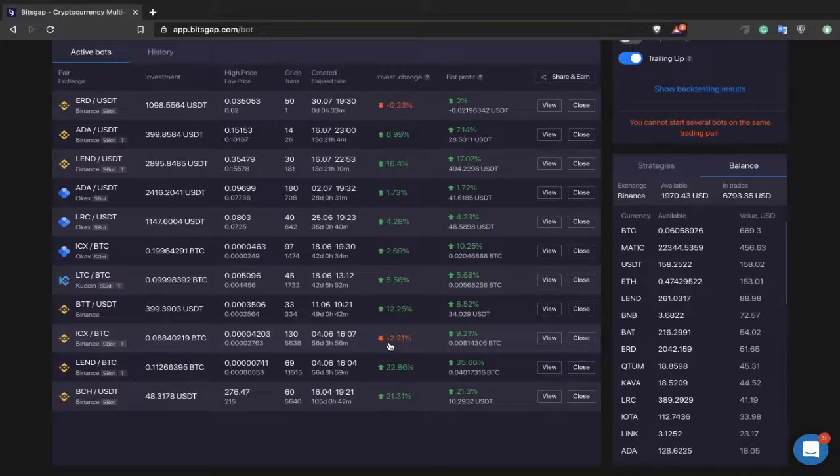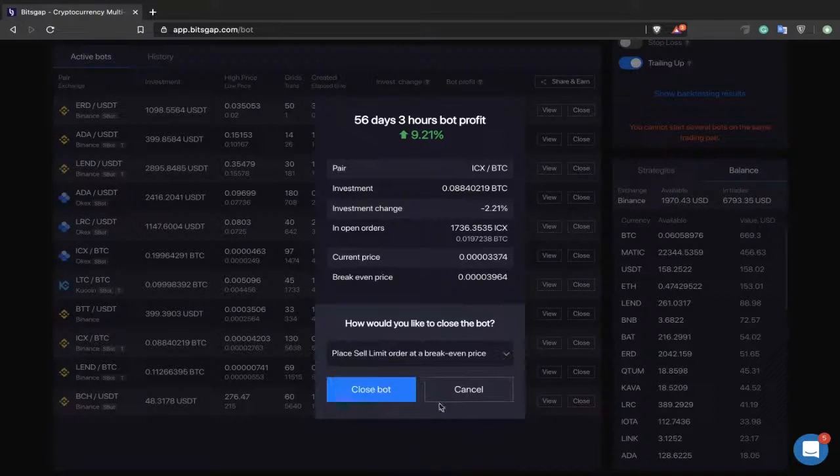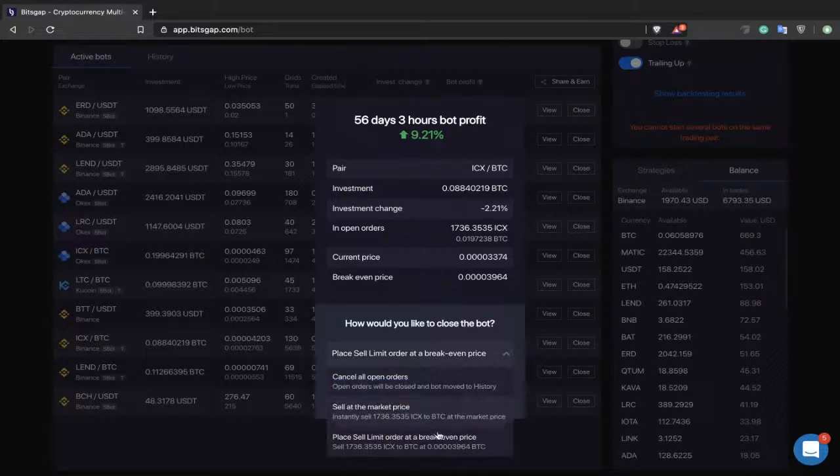So you see right now it's minus 2.21%, but I don't want to lock in this loss. I don't want to take this loss. So if I choose to close at a break-even price, it will wait until the market reaches this break-even price, at which, selling what is left, I will exit the market with a 0 investment change. So you see that it is defined as 3964, the break-even price for Icon.